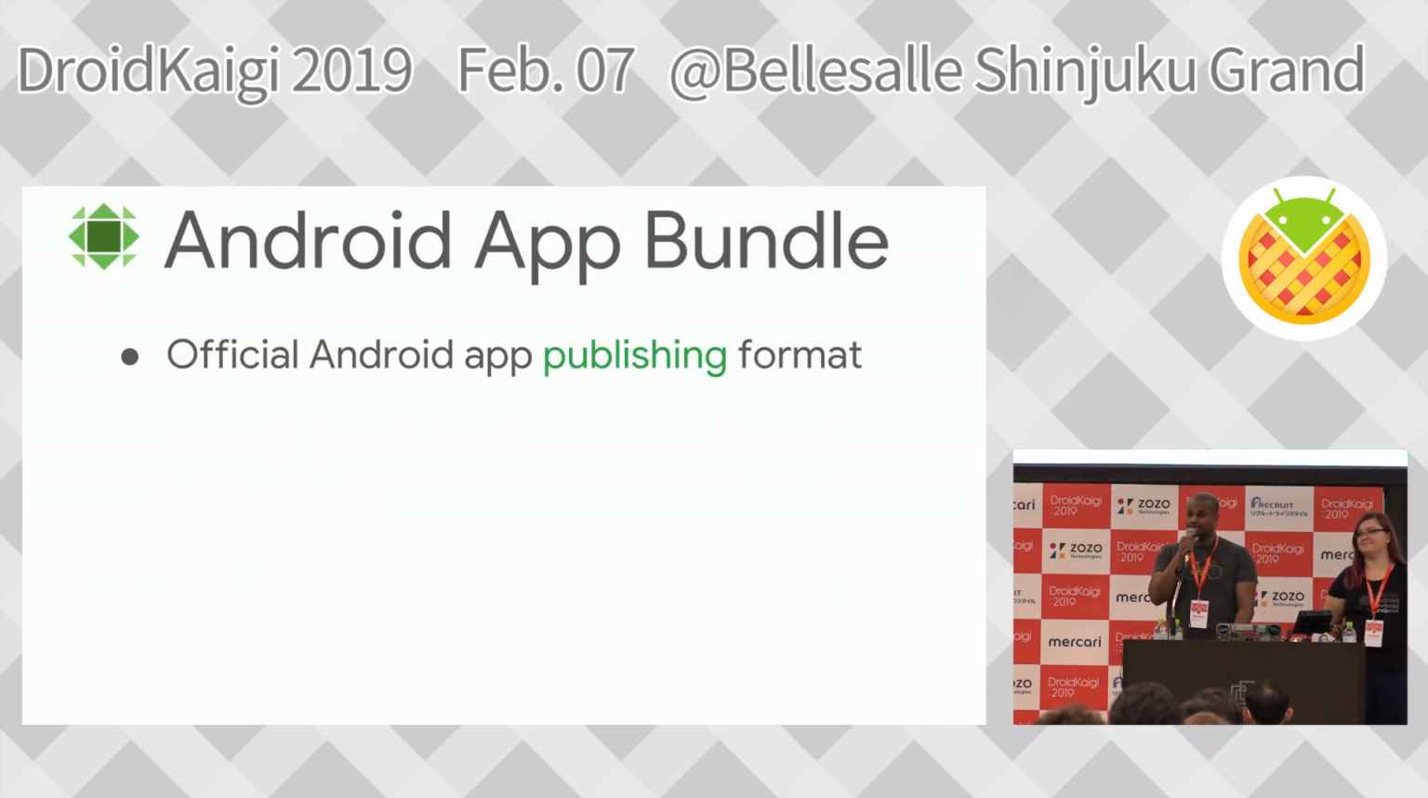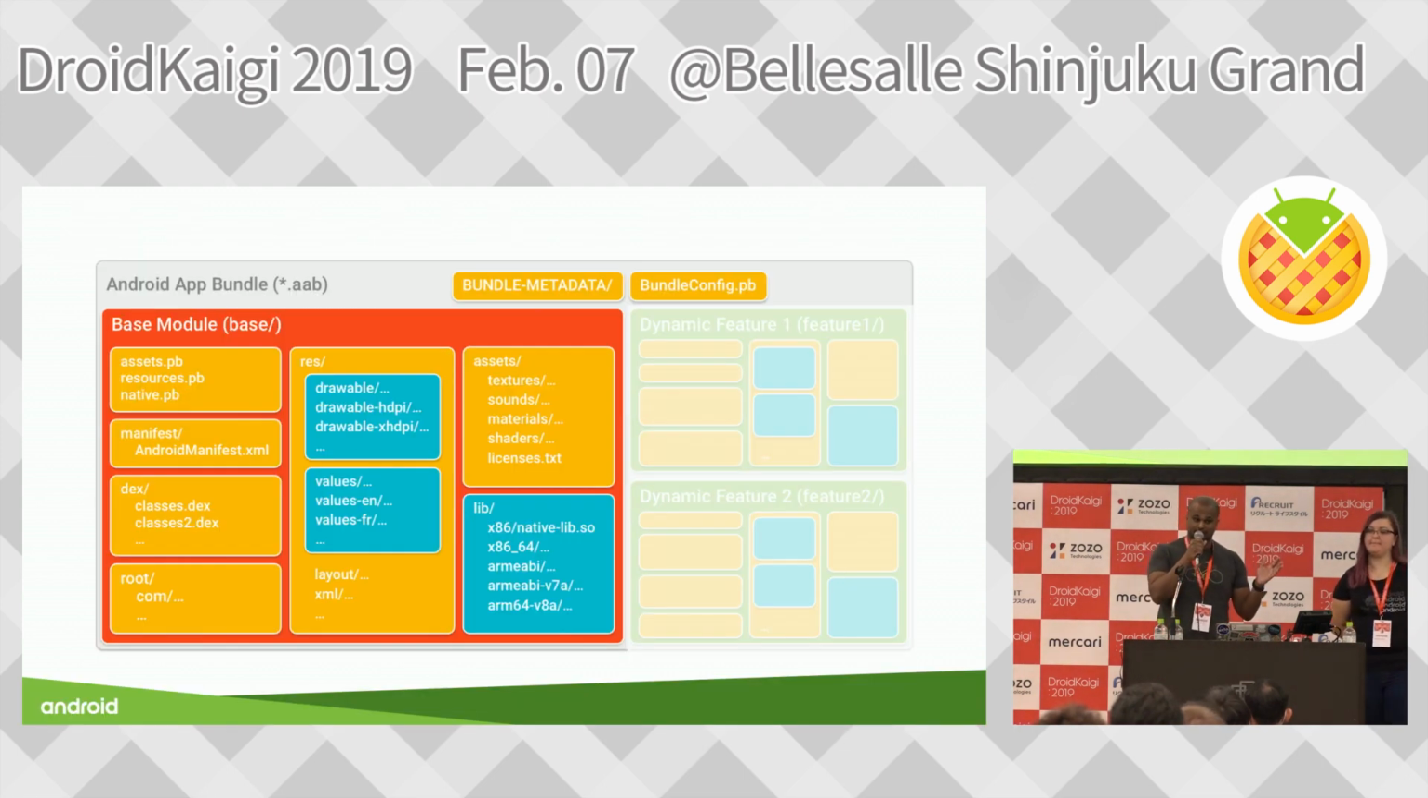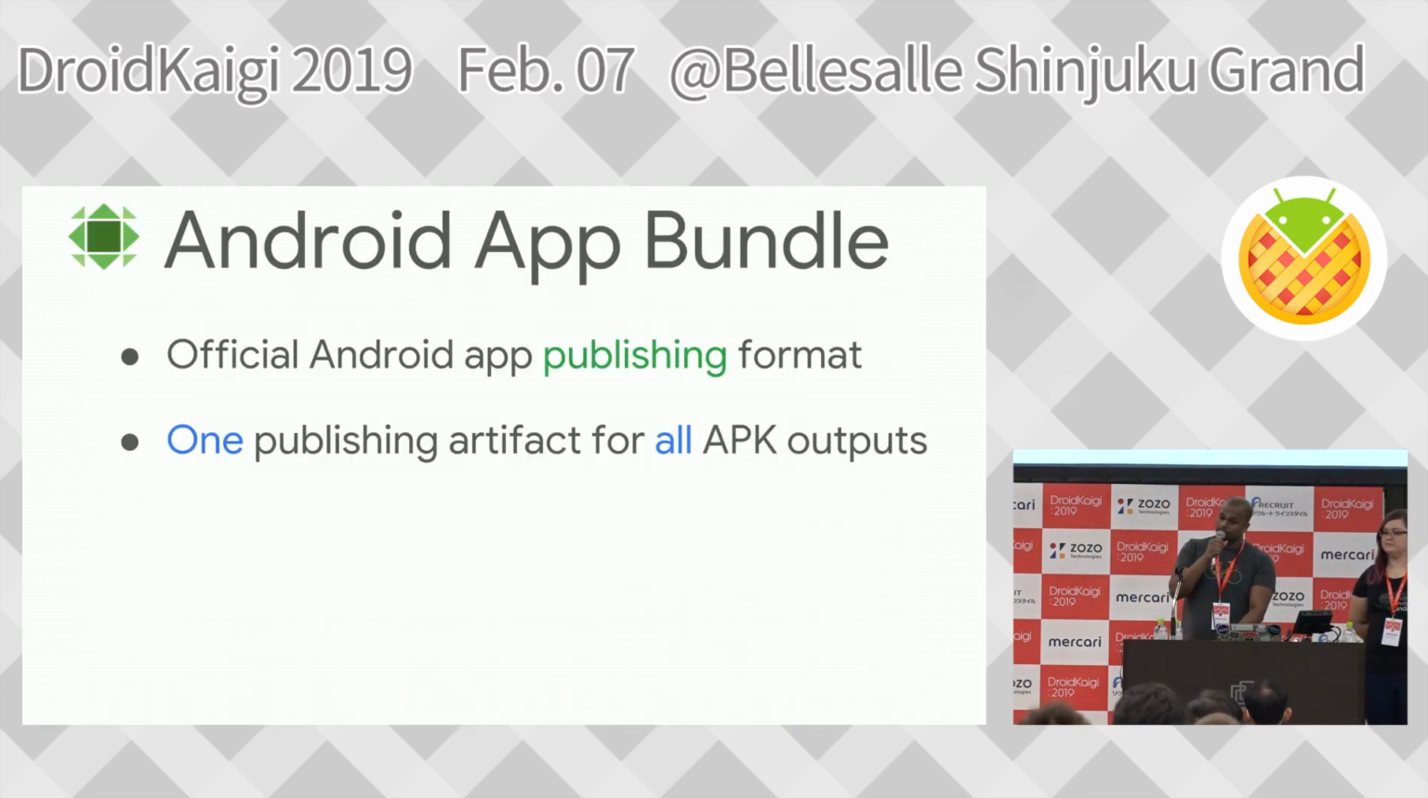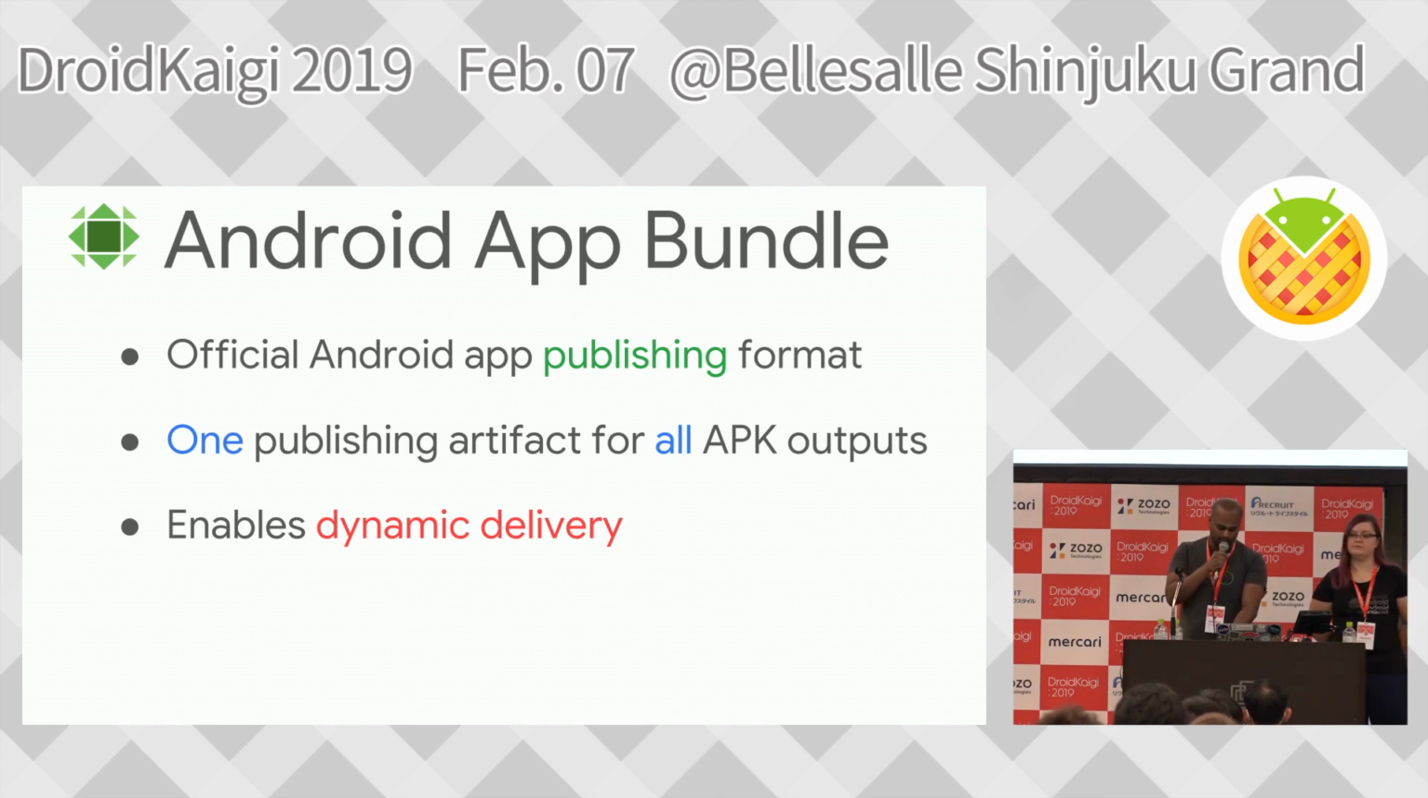So Android app bundles is an official publishing format. This is what it looks like. It's basically a zip file with an AAB extension. And what you'll notice is it really does resemble your local project structure. All it's doing is compiling your code and resources, keeping the project structure, but deferring actually packaging and signing APKs to the Google Play Store. So it's one publishing artifact for all APK outputs. So how does that work? How does that happen? That's through something called dynamic delivery.